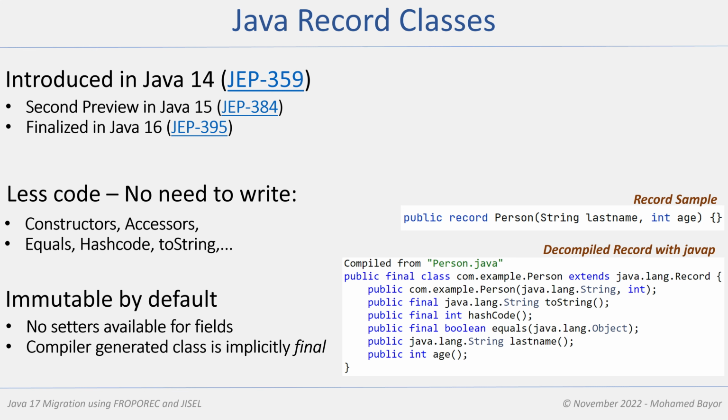Those were introduced in Java 14 and finalized in Java 16. One of the main motivations behind the Java record classes is to reduce the amount of code we write while defining or using data objects in Java. Additionally, with records, you can make your data immutable, which is very helpful if you want to ensure data security and consistency in your code.